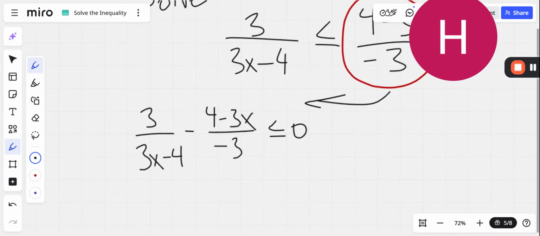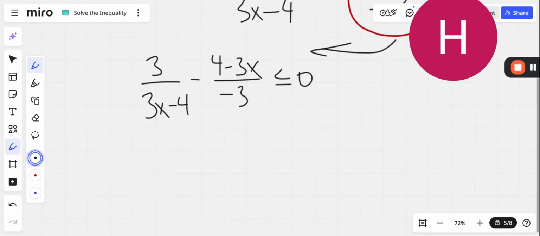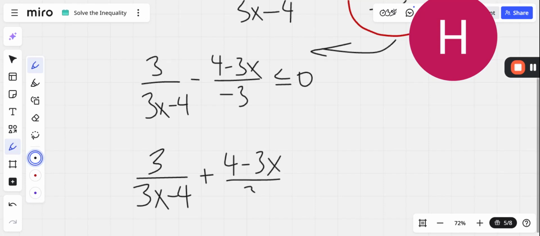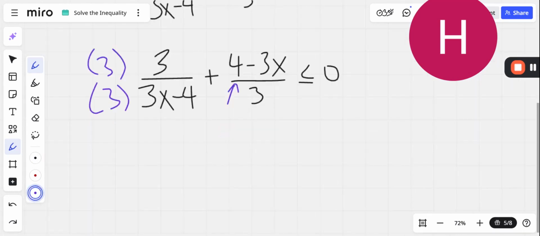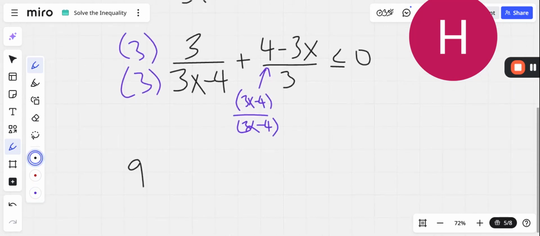But if I'm subtracting something which has a negative in the denominator, this is basically just going to transform into 3 over 3x minus 4 plus (4 minus 3x) over 3. Now we can get a common denominator here by multiplying this fraction by 3 on 3, and we'll have to multiply this fraction by 3x minus 4 on top and bottom. And that's going to leave us with 9, which is very easy, plus, I completely expect you to be able to multiply this binomial very smoothly.